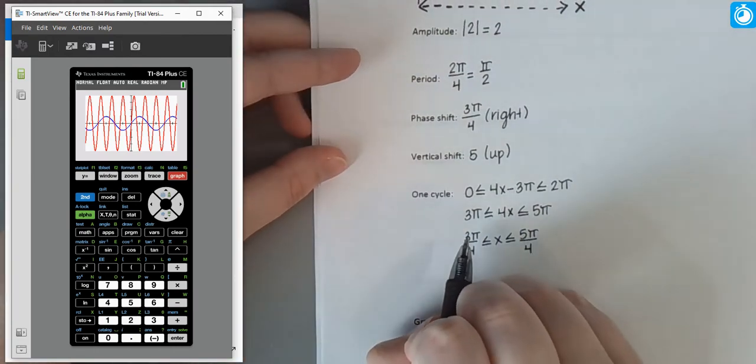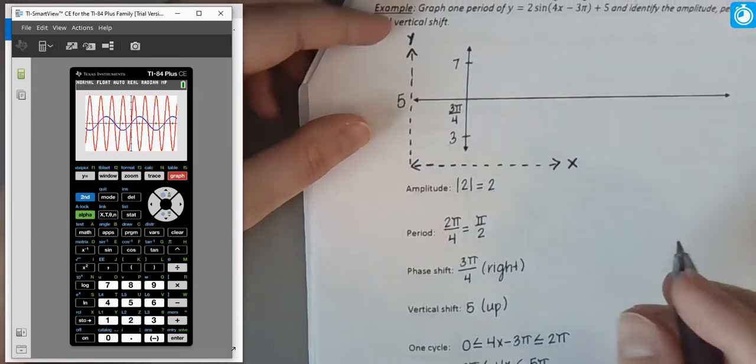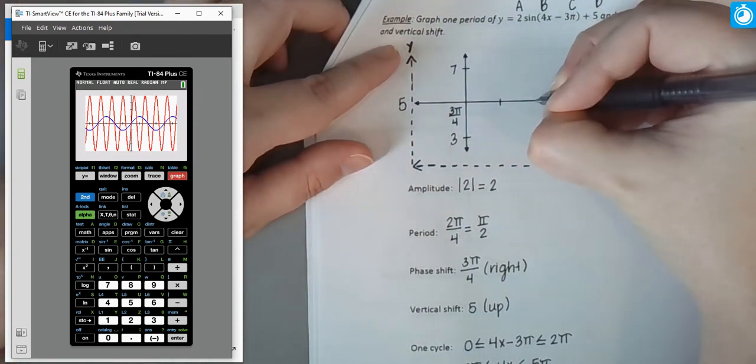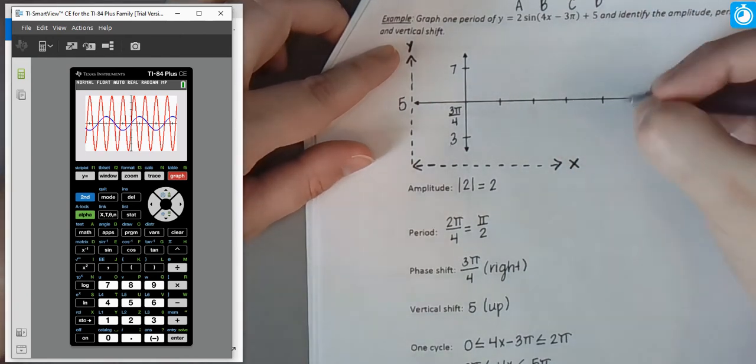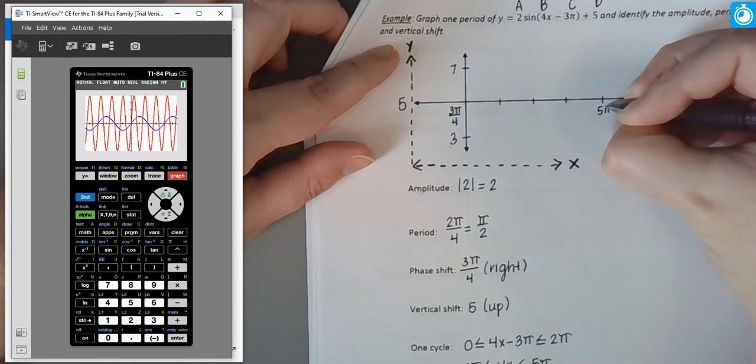Okay, so we go from 3 pi over 4 to 5 pi over 4. Again, counting by 1, 2, 3, 4 equal increments. 3 pi over 4 to 5 pi over 4.